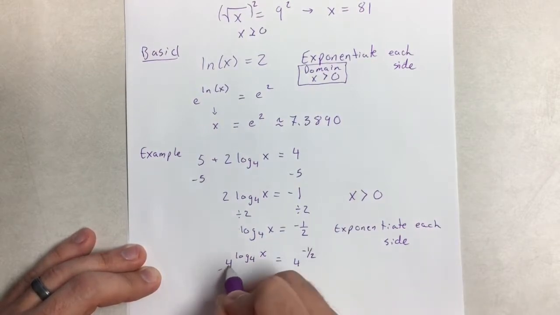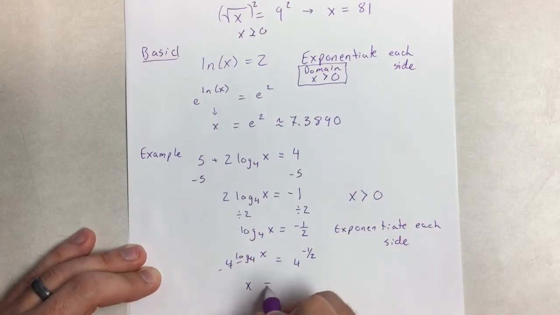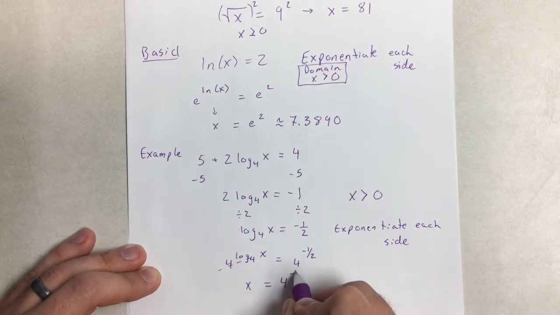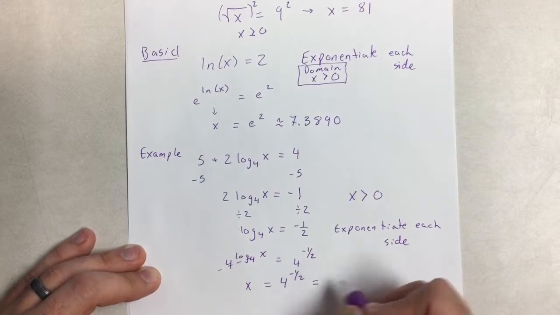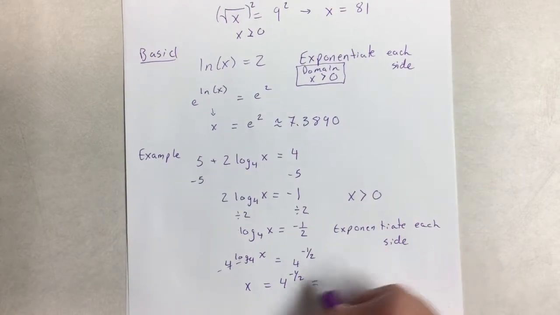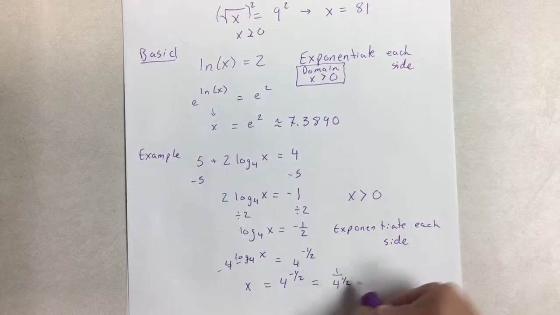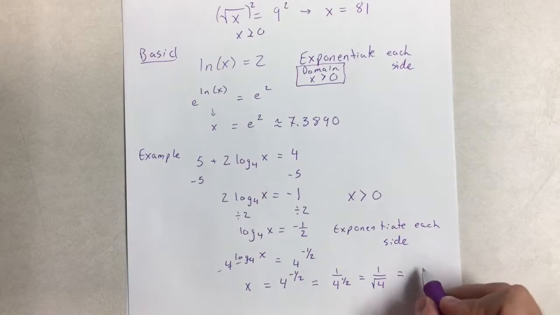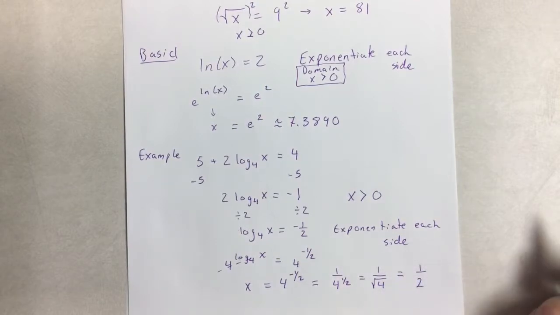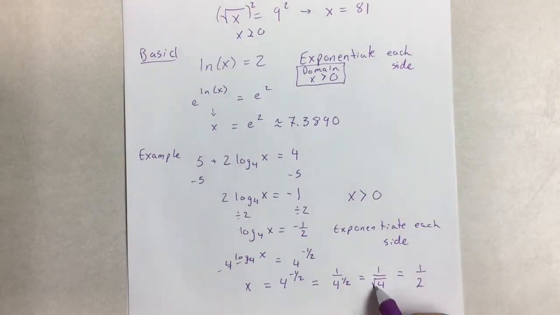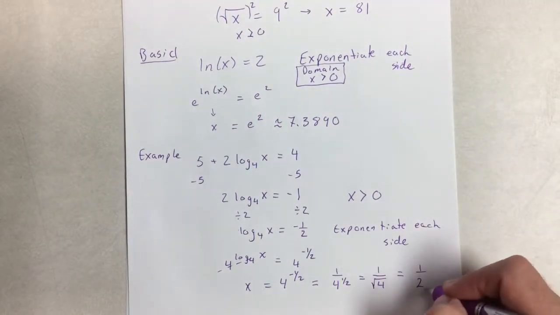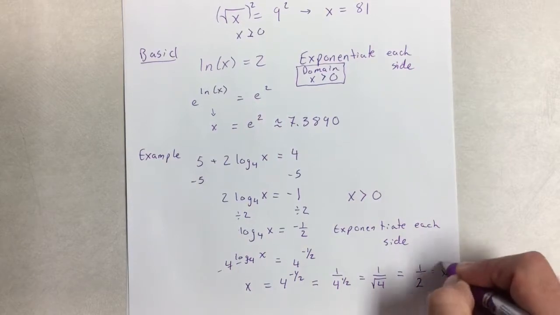Okay, so these two cancel, leaving us just x. And we have 4 to the power of negative 1/2, which is showing each individual step. The negative 1/2 is actually 1 over 4 to the 1/2, which is 1 over the square root of 4, which equals 1 over 2. Why can't it be positive or negative 2? Well, because our x values have to be greater than 0. And we get a solution of x equals 1/2.